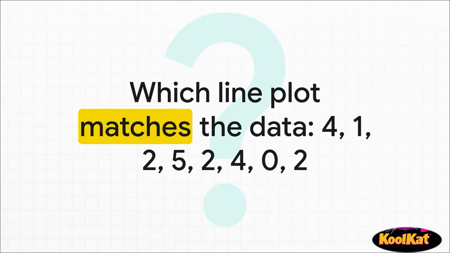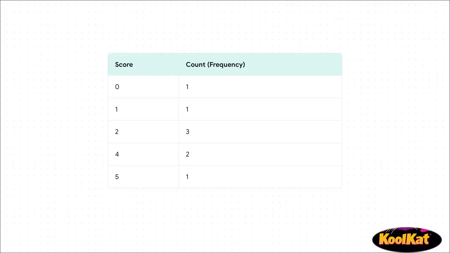A super common question looks like this. They give you a list of raw data, in this case goals scored per day, and you have to match it to the right visual, a line plot. It seems simple, but it's really easy to make a small counting error if you're rushing. So here's the foolproof strategy.